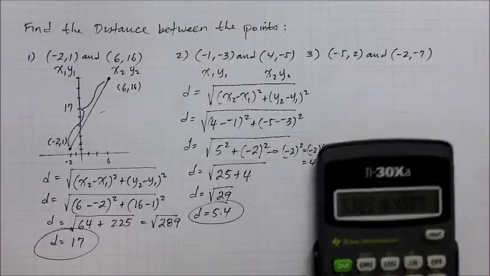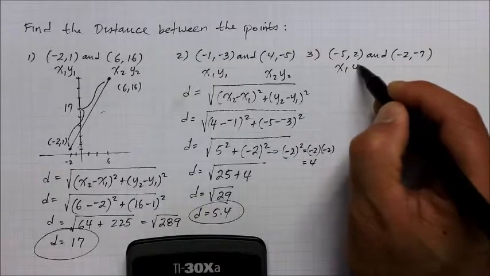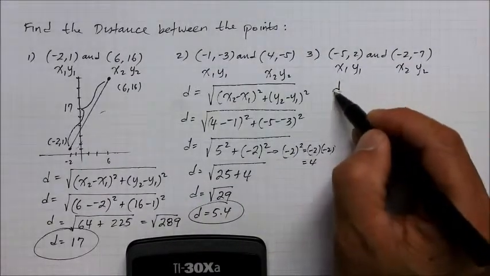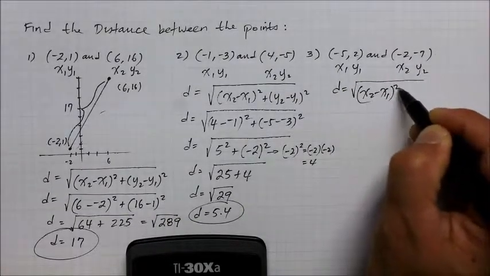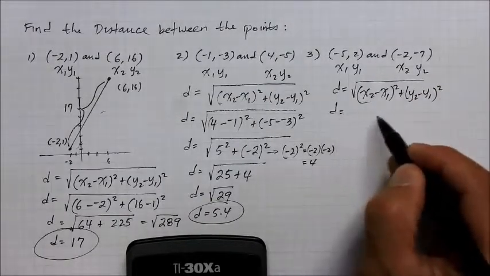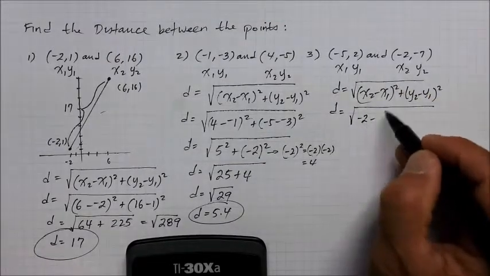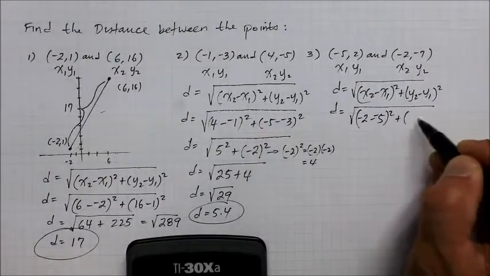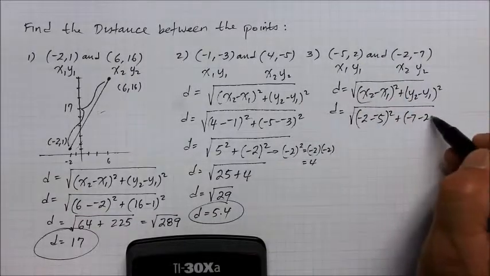And then finally, number 3. Label x1, y1, x2, y2. Write the formula d is equal to the square root of x sub 2 minus x sub 1 squared plus y sub 2 minus y sub 1 squared. Start plugging in the numbers. We got x sub 2 is negative 2 minus x sub 1 is negative 5. Oh, we're going fast and furious now. Y sub 2 is negative 7 minus y sub 1 is just 2.